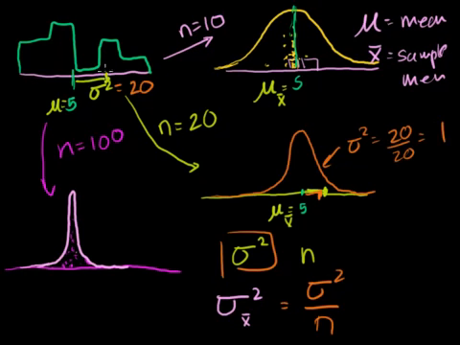This is the variance of your original probability distribution, and this is your n. What's your standard deviation going to be? It's going to be the square root of that. Right? The standard deviation is going to be the square root of 1.